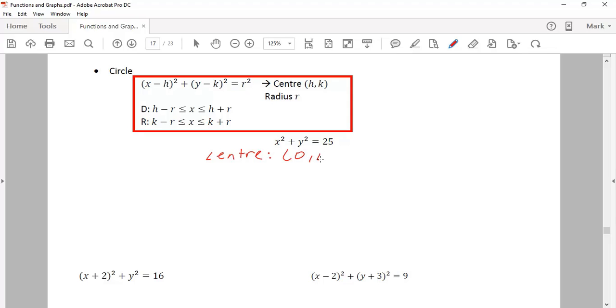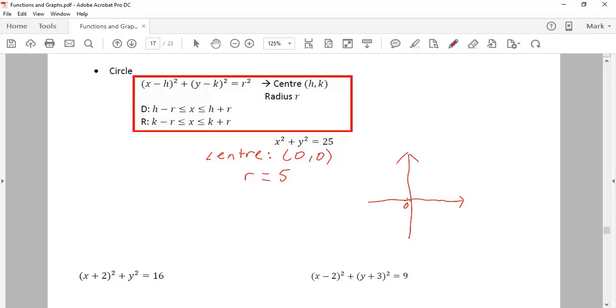And the radius, we just square root 25. So radius would be 5. So let's sketch it now. Since we know the center, always start from the center. So it's 0, 0. And there, the radius is 5.